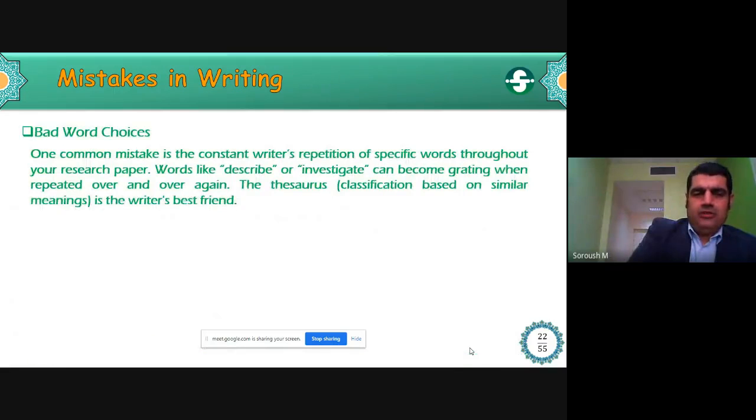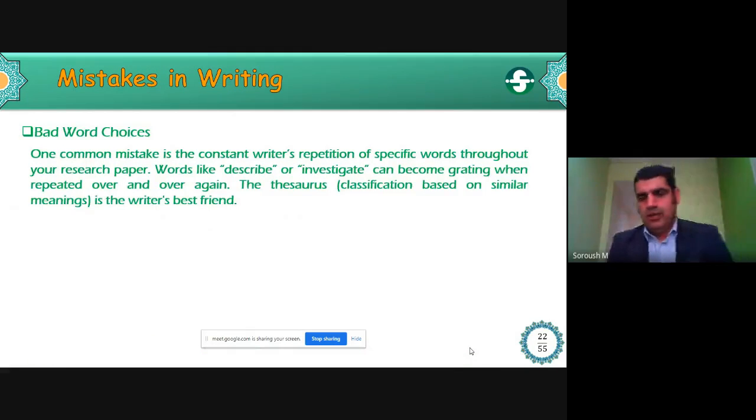And bad choice of words. We have different sorts of verbs to, for example, explain or talk about a figure. We can use show, describe, demonstrate, illustrate, reveal. There are a lot of words, but each has its own meaning. So they should be used properly in the proper place so as to lure the attention of the reader.